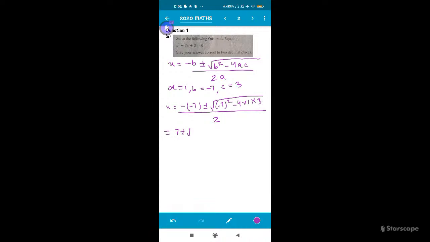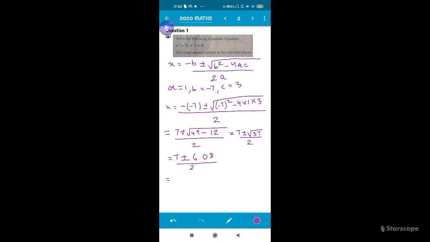7 plus minus root over 49 minus 12, 4 3s are 12, divided by 2. So if you solve it, you will get 7 plus minus root over 37 divided by 2. So now we have to find the square root of 37. I guess you know how to find out the square root of 37. If not, please write down in the comment section in the live chat. I will definitely try to bring a video on how to find the square root of numbers. So the square root will be 6.08.